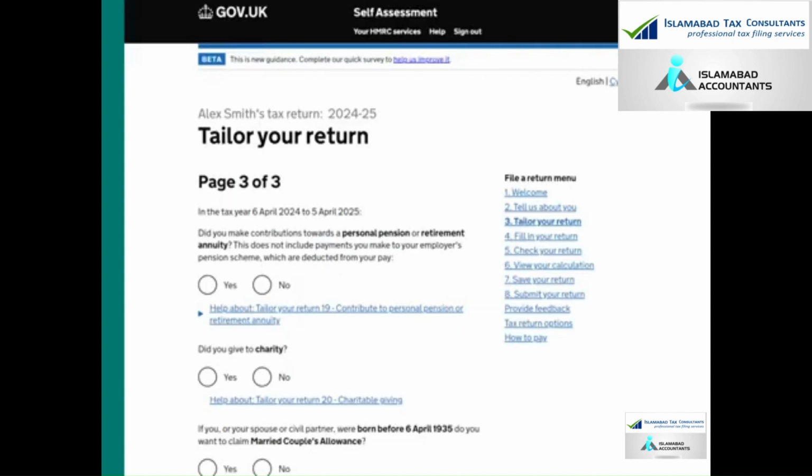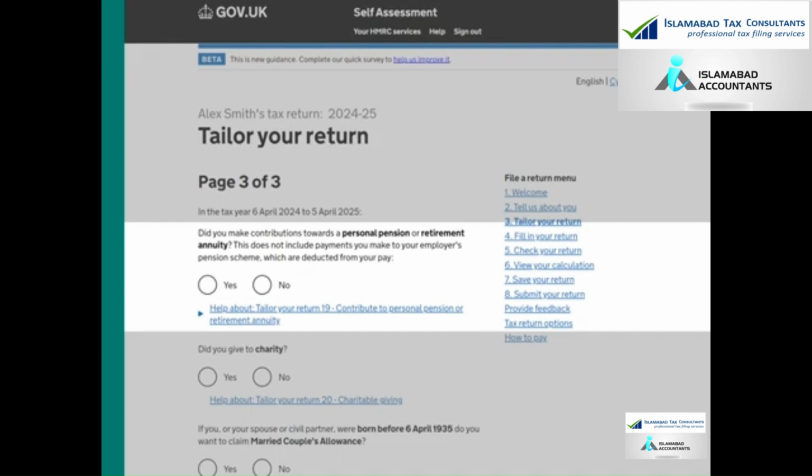The questions on page 3 of Tailor Your Return are mainly about claiming tax reliefs. This first question asks if you made payments into a personal pension or retirement annuity. Answer yes if you made any of these payments, or if you made payments to a registered work pension and no tax relief was given when the payment was made.